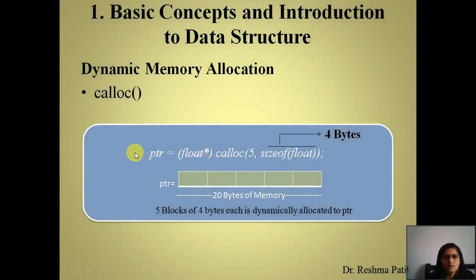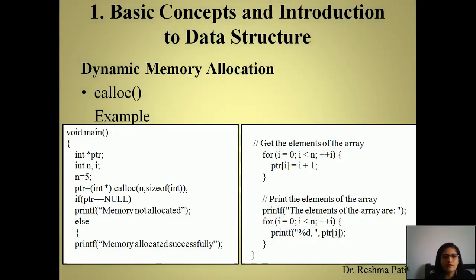For example, this is a float pointer, so I have cast it into float. Then use the calloc function: the value of n variable, comma, size of float. Size of float is also 4 bytes, so it will allocate 20 bytes of memory. There are 5 blocks and each contains 4 bytes. So 5 into 4, 20 bytes of memory is allocated to the ptr pointer variable.